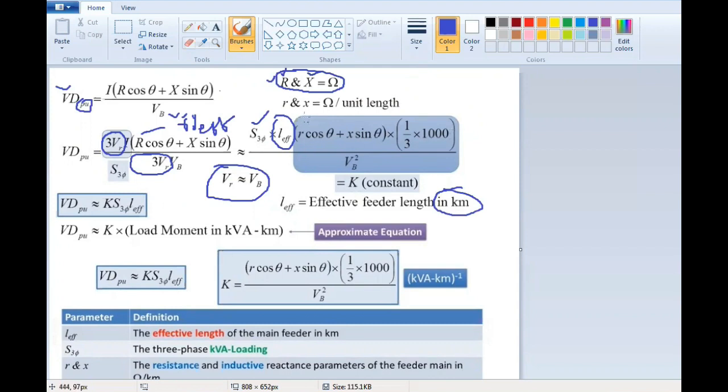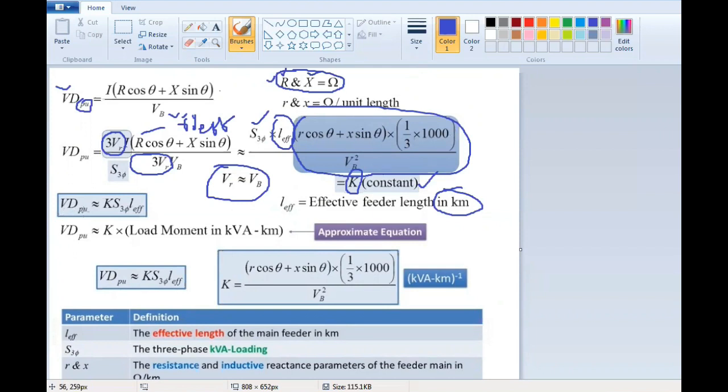Now this entire expression is taken as a constant K. So that is mentioned as K. Why we derived this is that in future we will use this K in all the derivations, so we need to understand what K is. Here K is nothing but (r cos theta plus x sin theta) multiplied by 1/3 into 1000 by VB square. So that is the value.